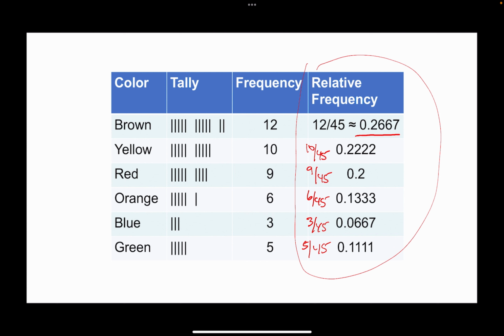So if you had 53 candies in your bag, you would do 12 divided by 53. The proportion of candies that you had that are brown would be 22.6%, or 0.2264. So it would be a lot easier to compare that rather than comparing 12 brown candies to 12 brown candies.